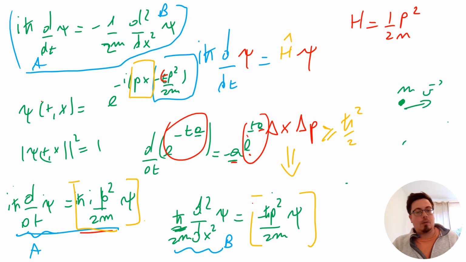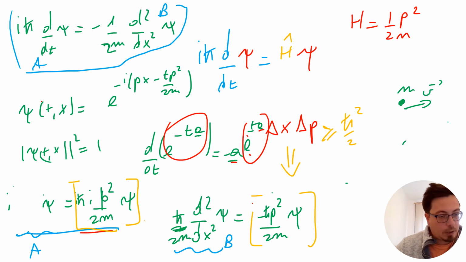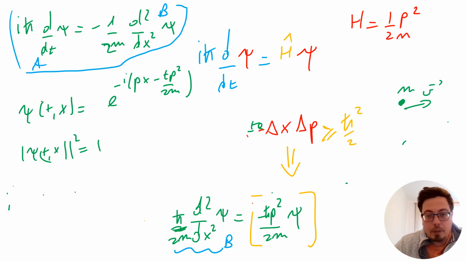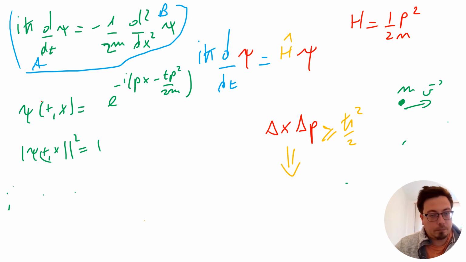So what I just want to say is that this formula here, which I write here again, with t p squared, is a complex number, as you can see, whose modulus is 1, meaning that the total probability of this particle to be somewhere is 1, as we know, and it behaves like this.